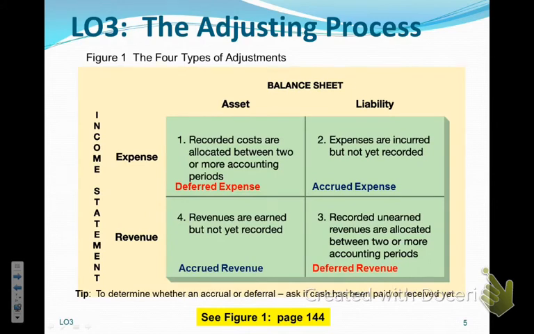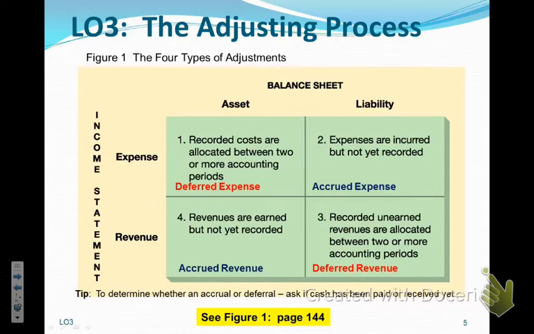So this diagram or figure is basically what you would see on page 144. And as you can see, the balance sheet accounts are reflected at the top of this grid, and the income statement accounts are reflected on the left side of the grid. From this, you can also see which box on the grid refers to a deferral, and whether it's a deferral of an expense or a revenue, and which box on the grid relates to an accrual and an accrual of a revenue or an accrual of an expense.